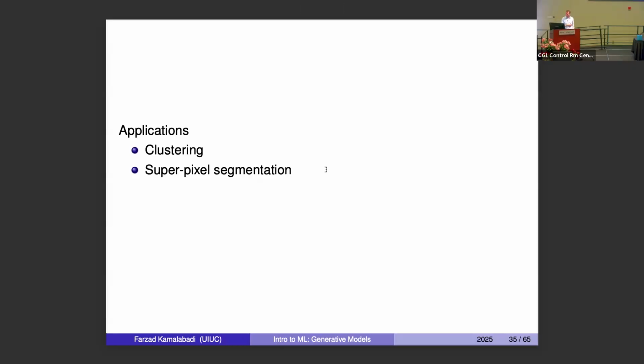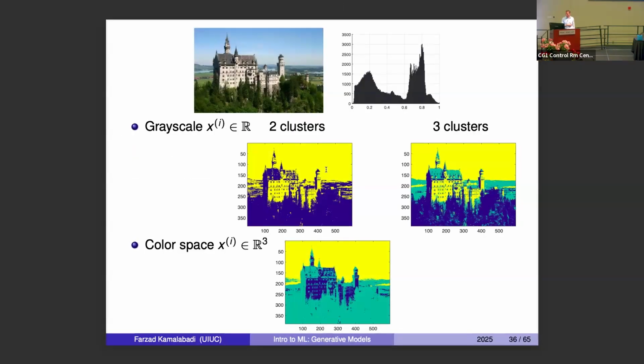There are applications, and here's an example. Just with two clusters, you can see the corresponding histogram of the image. Does anyone know what this is? Where this is? Yes, exactly. Where is the location? Where in Germany? Bavaria, very good. Okay, where in Bavaria? Very close to Austria, almost at the other side of the border.